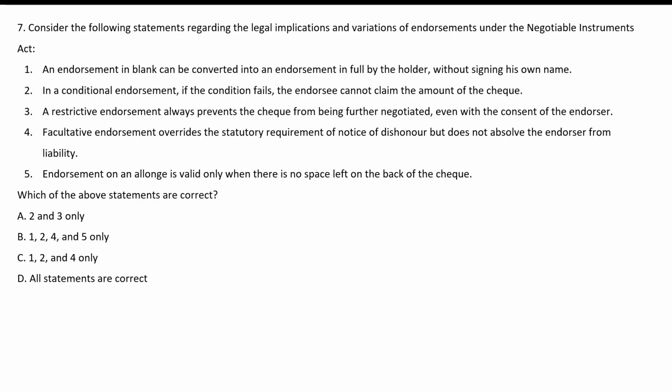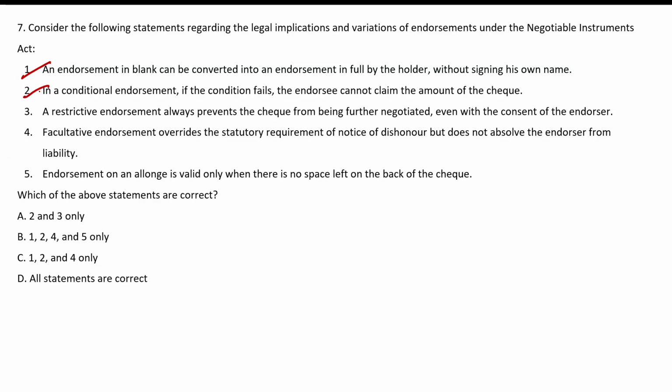Consider the following statements regarding the legal implications and variations of endorsement under the Negotiable Instruments Act. An endorsement in blank can be converted into an endorsement in full by the holder without signing his own name. So, this statement is correct actually. A holder of an instrument endorsed in blank can convert it into endorsement in full writing. In a conditional endorsement, if the condition fails, the endorsee cannot claim the amount of the check. Yes, this is also correct.